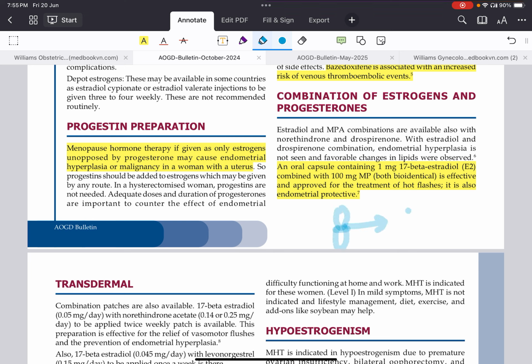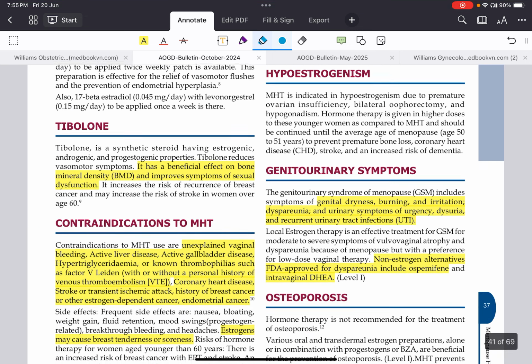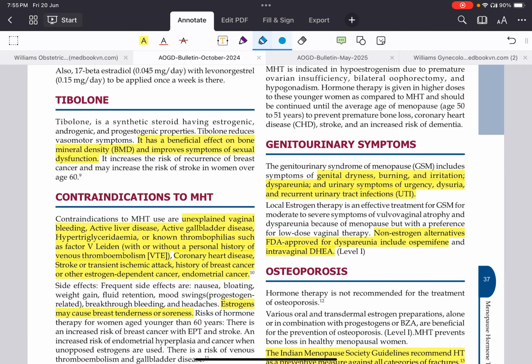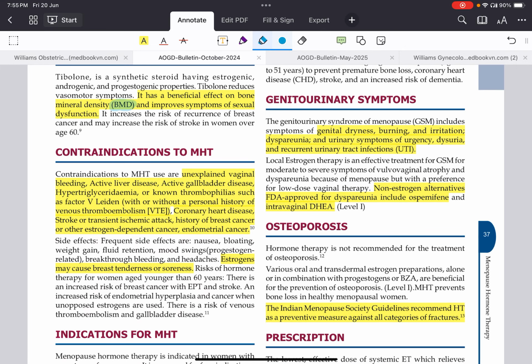There is one capsule. This capsule has estrogen, 1 milligram 17 beta estradiol, and progesterone, medroxyprogesterone 100 milligram. Okay, this can be given. Transdermal doses are there. For transdermal you will give a lesser dose, that is 1 milligram here, it will be coming 0.05 that way. And norethindrone is stated as a progesterone form. Tibolone helps in improving the bone mineral density.